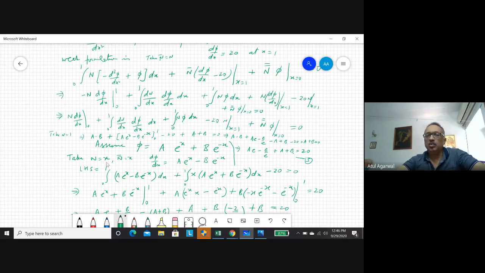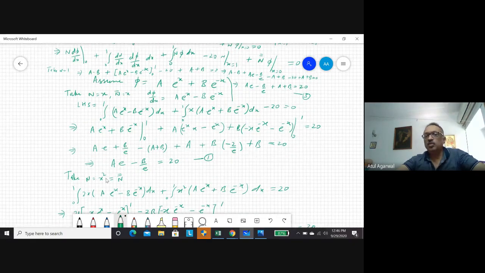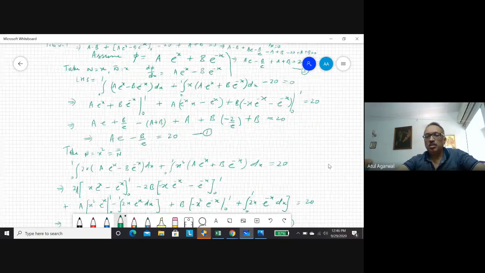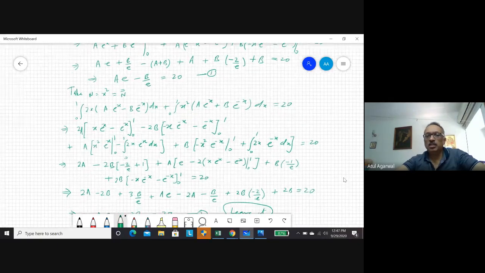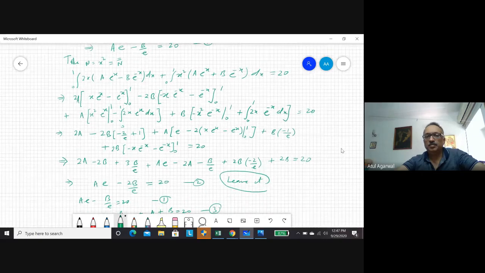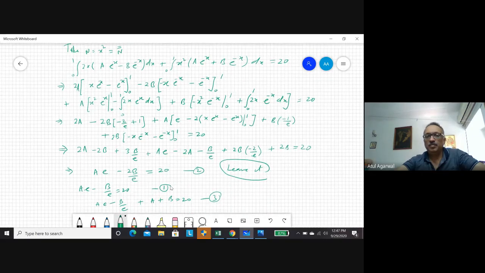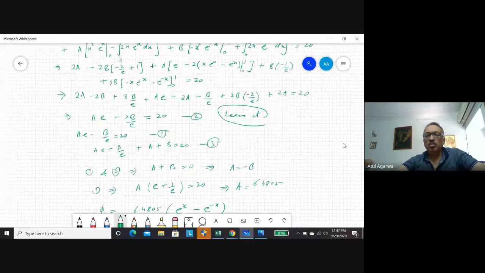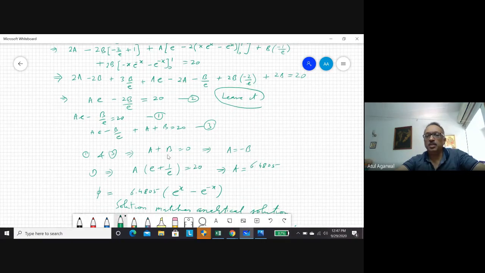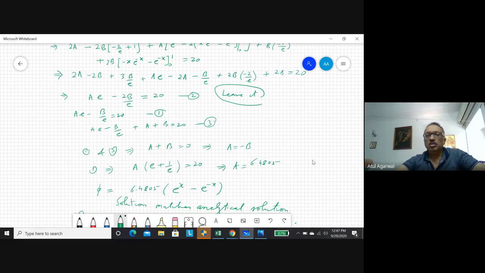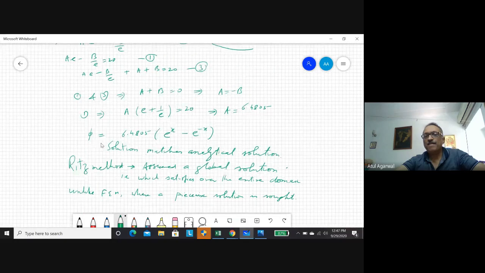Then we take n is equal to x and n double bar as x. So this is the second equation that gets generated. We take n is equal to x square. This is the third equation that is getting generated. We solve these equations, we get the values of A and B. And the value of A is like this. So this is our solution. This matches the analytical solution. This approach is called the Ritz method.